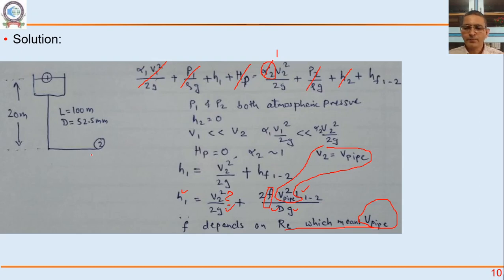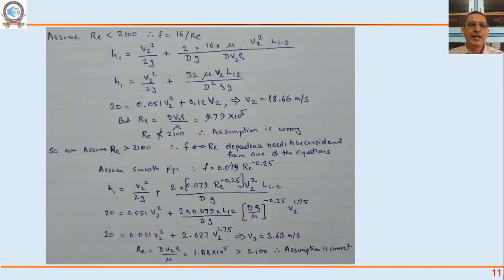Let's do that. If I say the flow is laminar, that means Reynolds number is less than 2100. I can say the Fanning friction factor is 16 by Re. Recall from the previous video, previous lecture. So now I can substitute this. H1 would be V1 square by 2g, 2, 16 by Re.